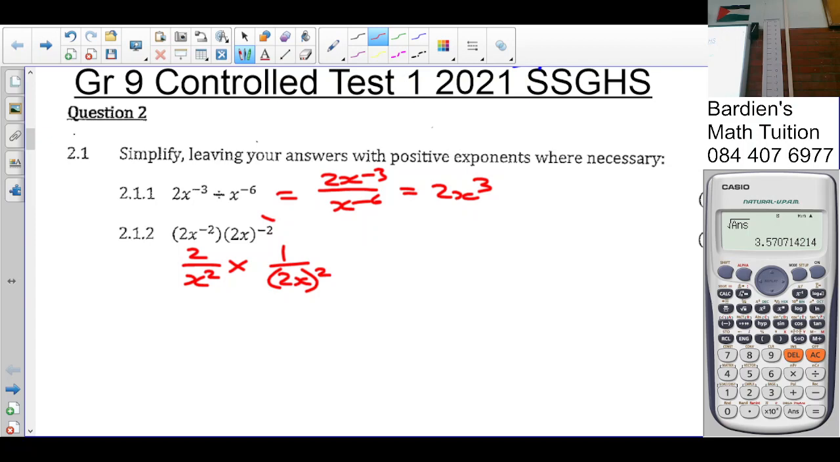Are you all okay with that? So that's going to give you 2 over x squared times 1 over 2 squared, which is 4, x all squared. So of course 2 goes into 2 once, 2 goes into 4 twice. So 1 times 1 is 1. X squared times 2x squared is 2x to the exponent.